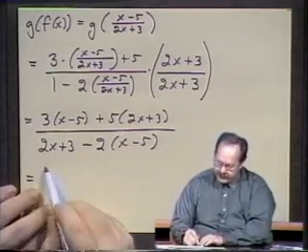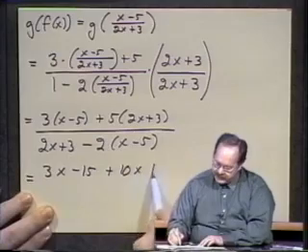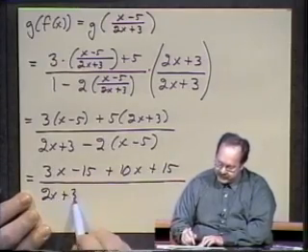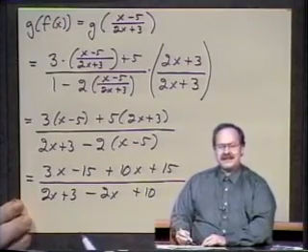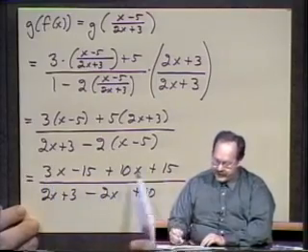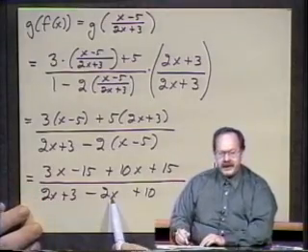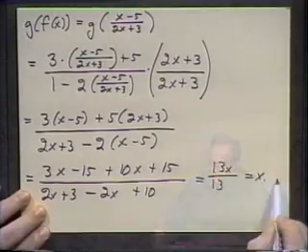Well, multiplying everything top and bottom, I have 3x minus 15 plus 10x plus 15. On the bottom, 2x plus 3 minus 2x plus 10. And once again, things simplify nicely. The minus 15 and the 15 add to 0. The 3x and 10x give me 13x once again. 2x and minus 2x add to 0. 3 and 10 add to 13, and lo and behold, I have x again.